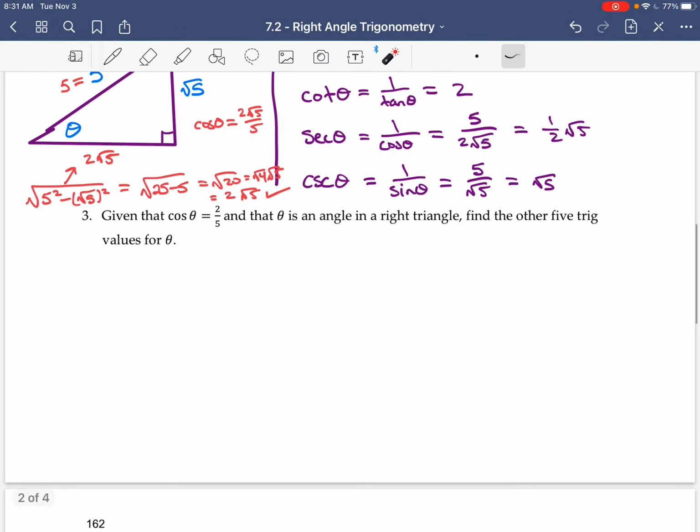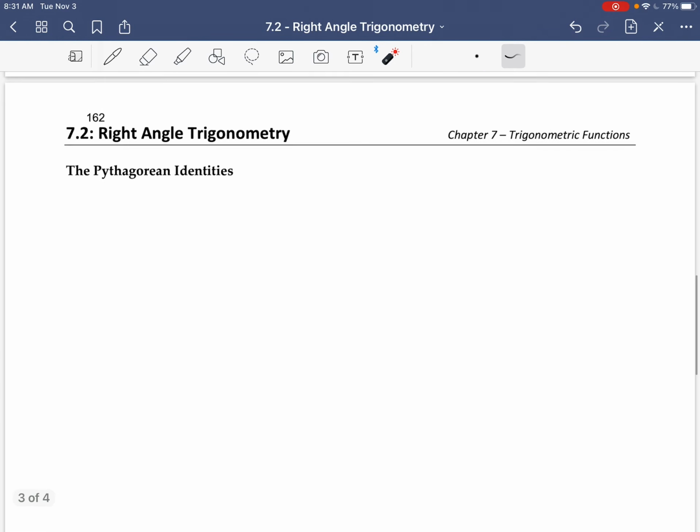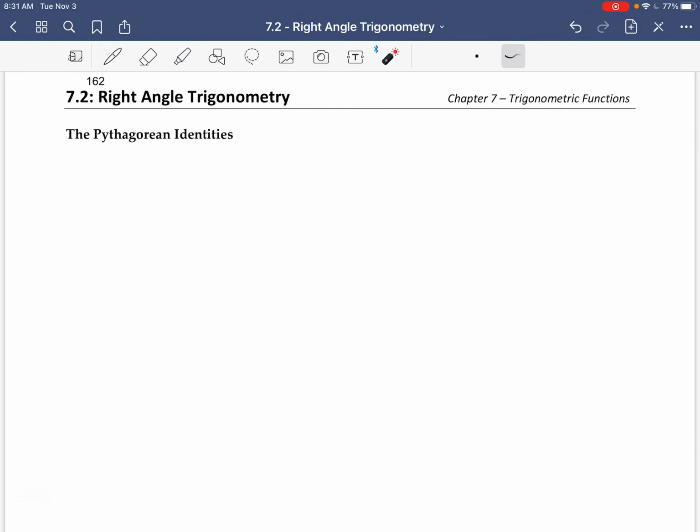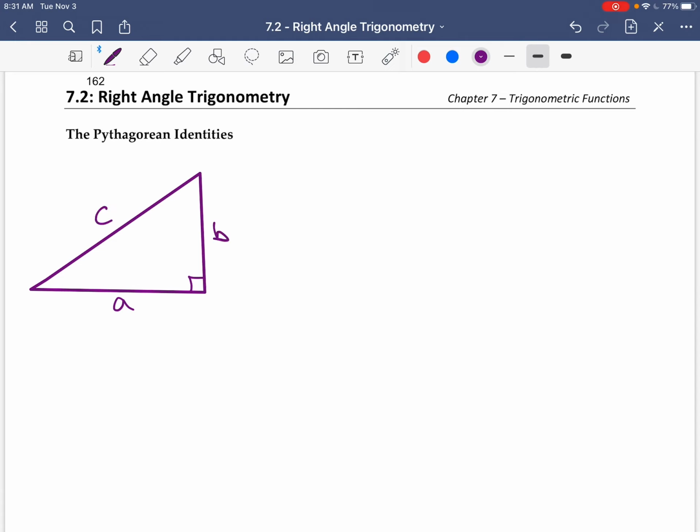Okay, so I'm going to leave number 3 for you to try. And here we're going to talk about probably the most important identity for the trig functions. So again, we do a right triangle. Okay, so let's call this A, B, and C. And then we'll put theta in here. Okay, so Pythagorean theorem tells us that a squared plus b squared should equal c squared.